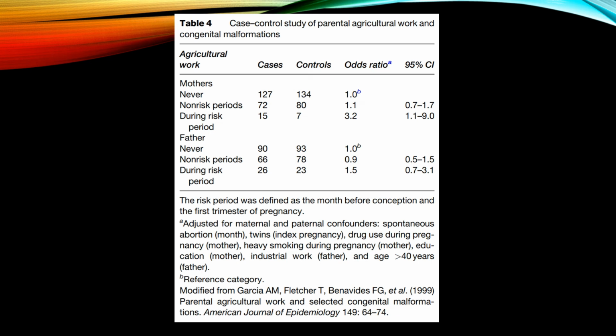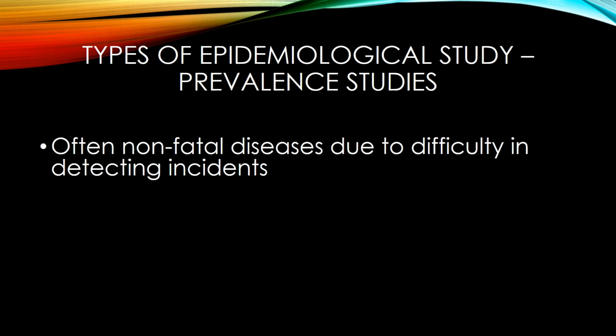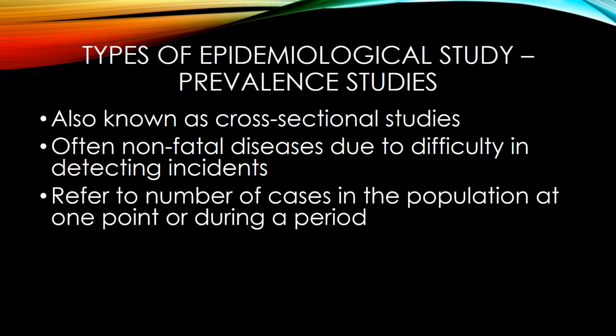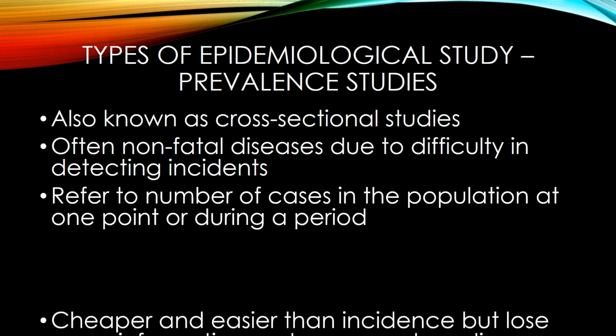You also have the 95% confidence interval, which represents a range where the true value may be found. Okay, prevalence studies are often studies that involve non-fatal diseases because of the difficulty in detecting incidents if patients have already died. They are also known as cross-sectional studies, and they refer to the number of cases in the population at one point or during a period.